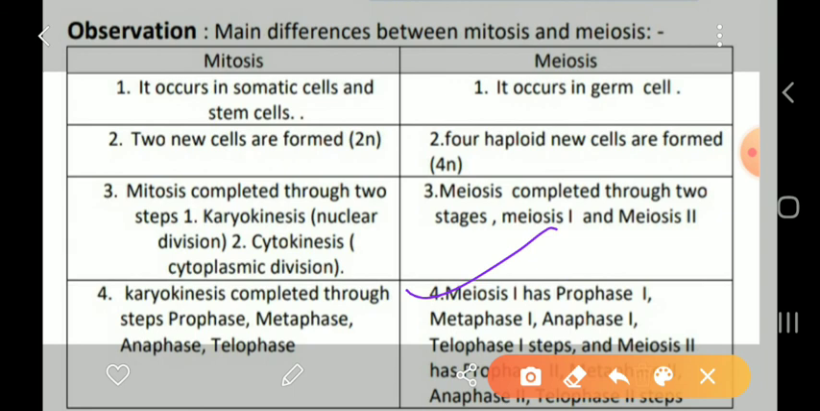In meiosis 1: prophase 1, metaphase 1, anaphase 1, telophase 1. In meiosis 2: prophase 2, metaphase 2, anaphase 2, and telophase 2. So these all are the steps.